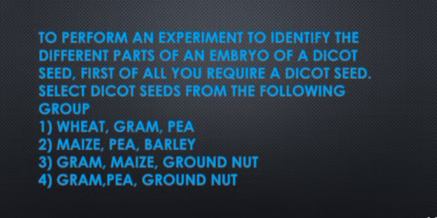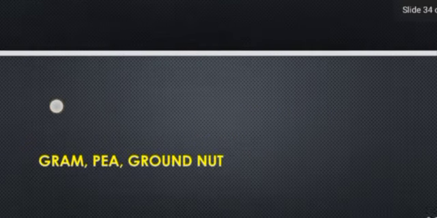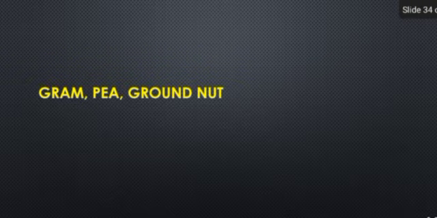At the same time, seeds that we cannot split into two equal halves are known as monocot. Wheat, rice, and date seed, we cannot split them into two equal halves. So that kind of seeds are known as monocot. Out of the given options, wheat, gram, pea, maize, barley, we know that wheat is a monocot, and maize is a monocot. Gram, pea, groundnut: so the correct answer for this question is gram, pea, and groundnut.